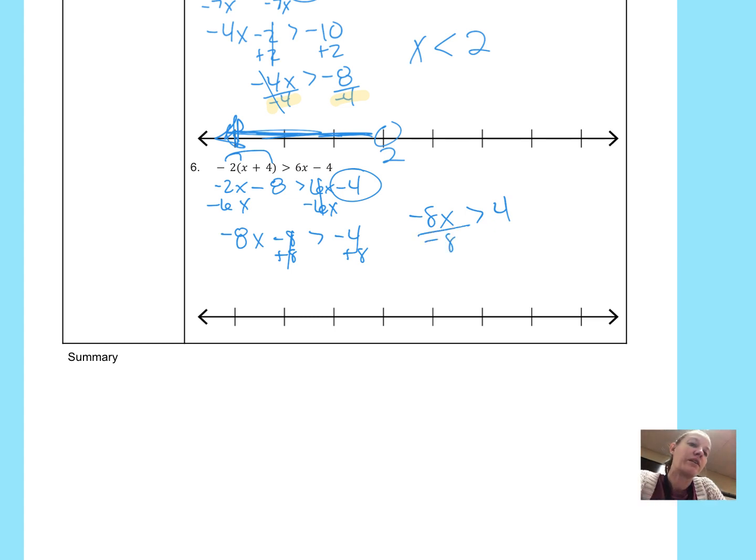Divide by negative 8. There's that step again. We're dividing by a negative. We gotta flip the sign, so it becomes x is less than negative 4 over 8, or that's the same thing as negative 1/2, because I can divide both by 4. 4 divided by 4 is 1. 8 divided by 4 is 2. So I'm gonna put negative 1/2 on my number line. I want an open circle. I want values that are less than.